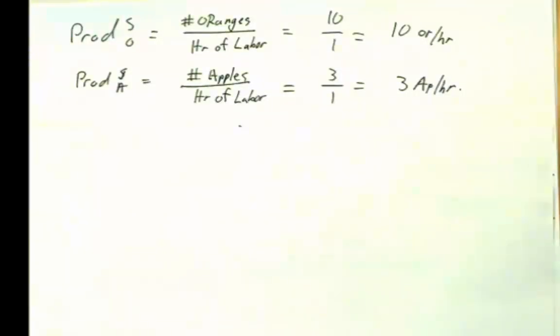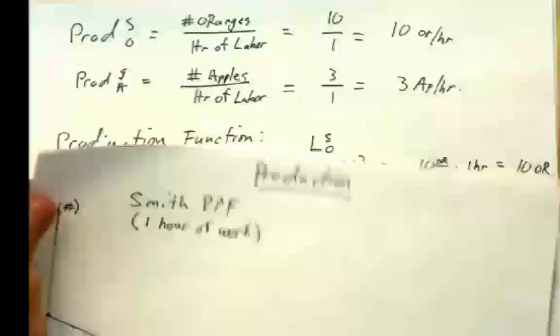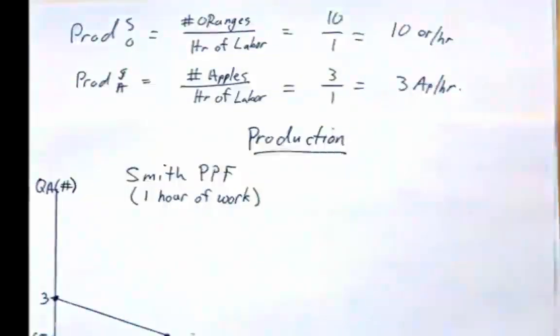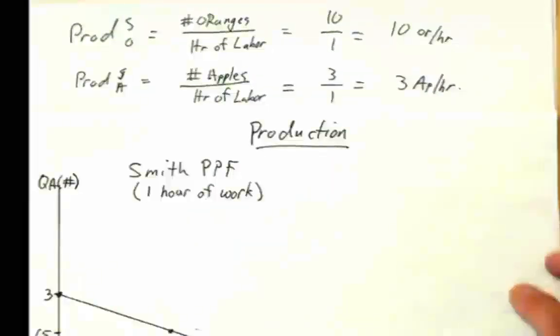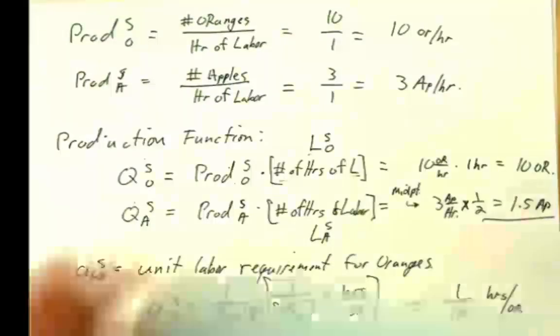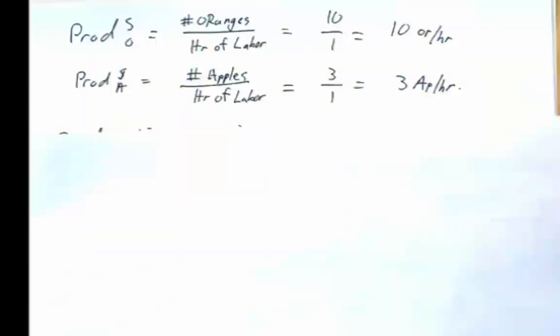It corresponds to the end point on his production graph over here, which is now too low for you to see, but you remember it. It's the end point on the orange axis. It's how many oranges he can produce in an hour. Simple. That's his productivity of oranges. Productivity of Smith in apples is the number of apples he can produce in an hour. And that's going to correspond to the intercept on the apple axis, 3 apples per hour. So he can produce 3 apples per hour. So that's the definition of productivity.